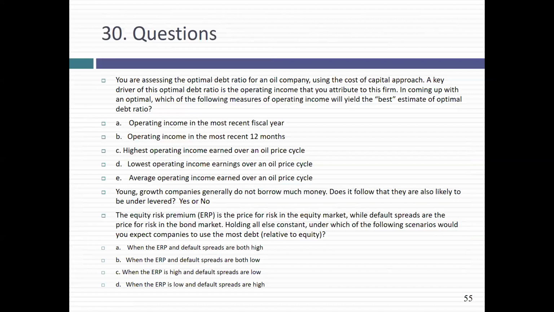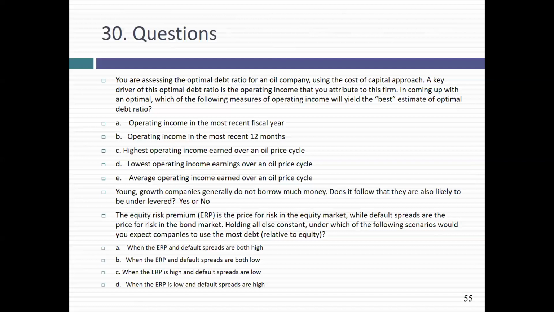Third, the equity risk premium is the price for risk in the equity market, while default spreads are the price for risk in the bond market. Holding all else constant, under which of the following scenarios would you expect companies to use the most debt relative to equity? If we think this through, companies that have a lot of debt would do so because debt is relatively cheap for them, at least relative to equity.